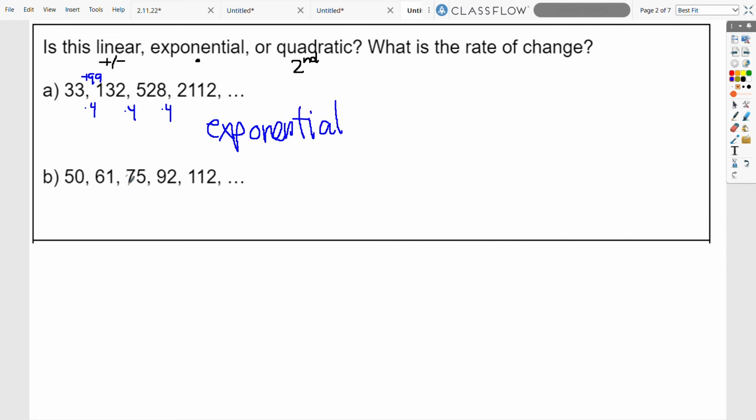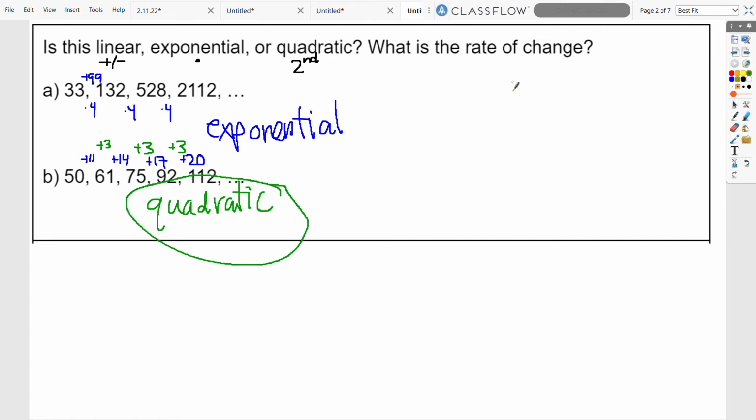And so for part B, we see here, let's check if it's linear. It's adding 11, it's adding 14, it's adding 17, and then it's adding 20. So it's not going to be linear, but if we take that second rate of change, we are adding 3, adding 3, adding 3. So that means that this function is quadratic. And this is what you'll be doing on the assignment today, identifying the different kinds of functions from tables.